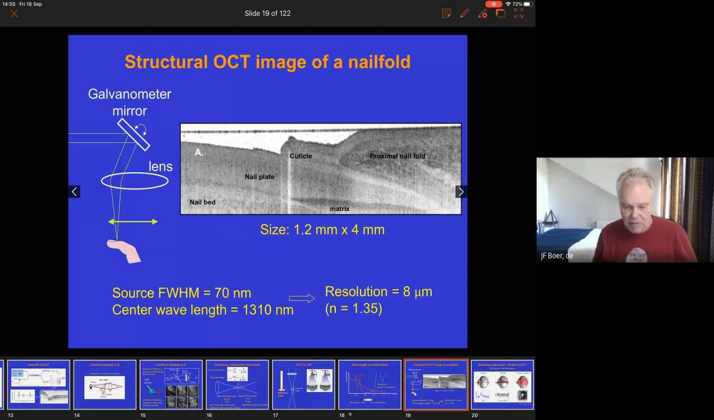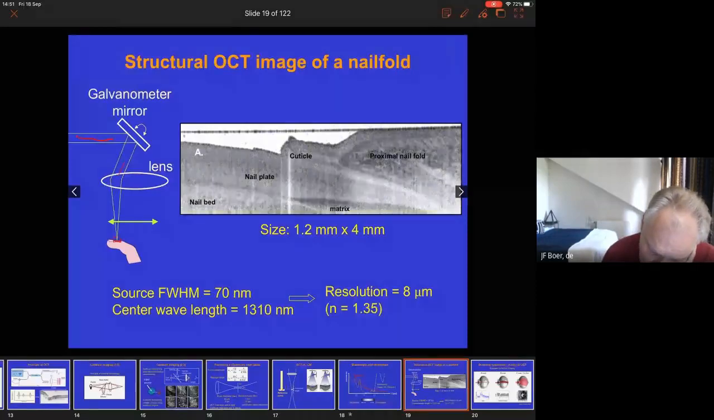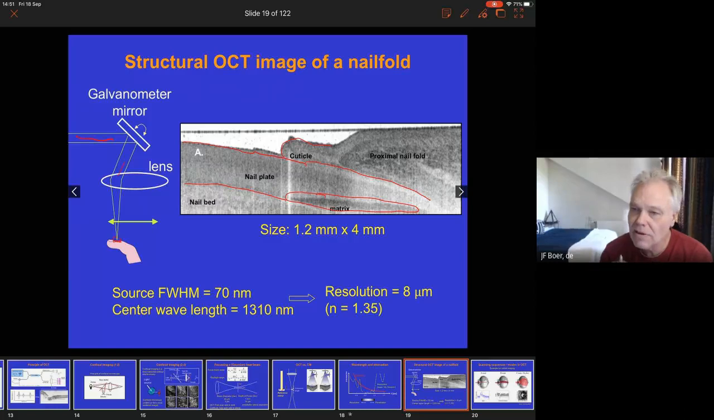And this is just an example of an OCT image of a fingernail. So what we see here is how it was recorded. We have a beam that hits a mirror, then a lens that focuses the light, and so the light is basically moving back and forth over the finger right here. And we see here the nail plate. This is the nail. This here is the area where the nail grows. This here is the cuticle, that little piece of tissue that is over your nail.